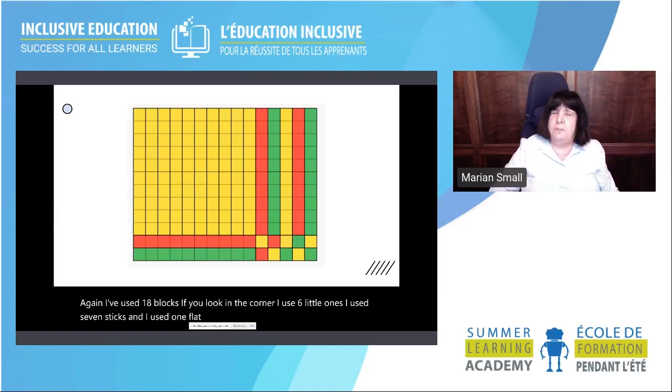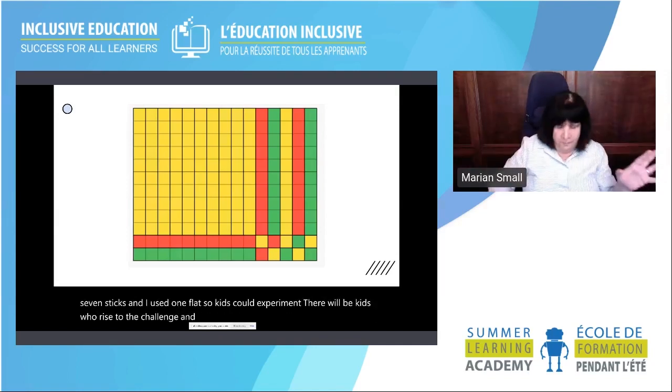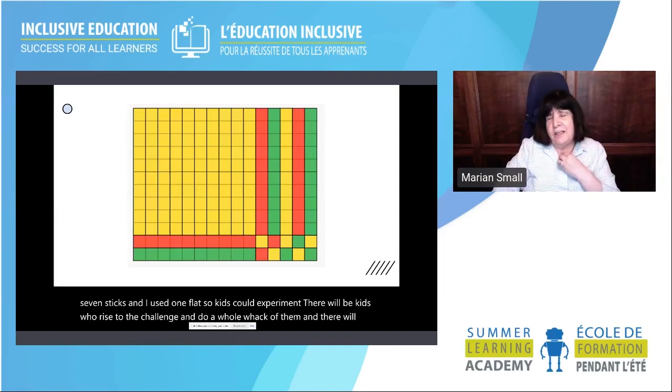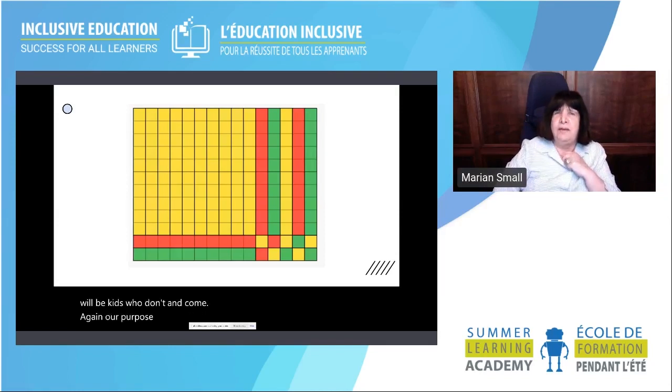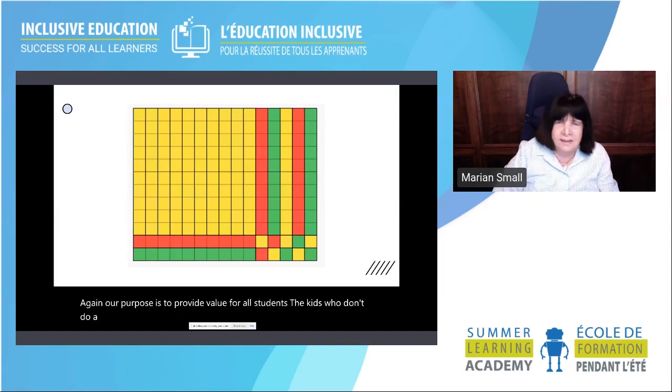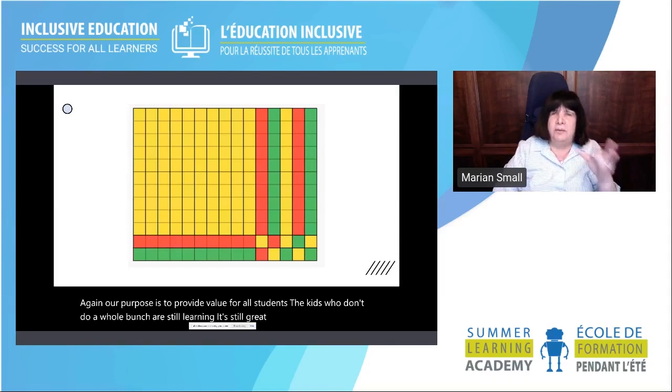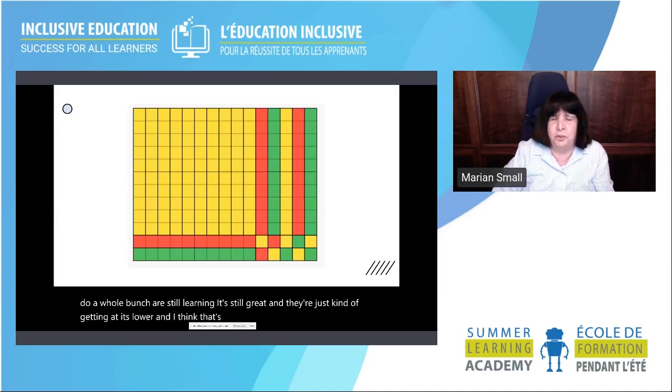So kids could experiment. There will be kids who rise to the challenge and do a whole whack of them, and there will be kids who don't. And again, our purpose is to provide value for all students. The kids who don't do a whole bunch are still learning. It's still great, and they're just getting at it slower. And I think that's fair because that's the way the world works.